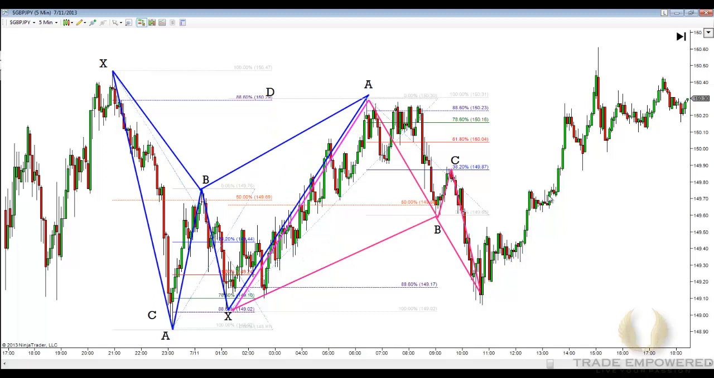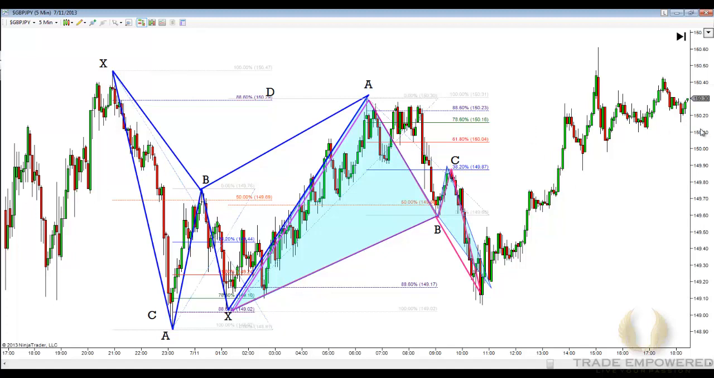another bat pattern completion. And again, if you can't see the new one, let's make it a little clearer for you. X to A to B right here, a very short B to C, but valid, and then a D completion as the market comes down to this 886. Back-to-back bat patterns here on pound yen, and you can see they were both two target winners.